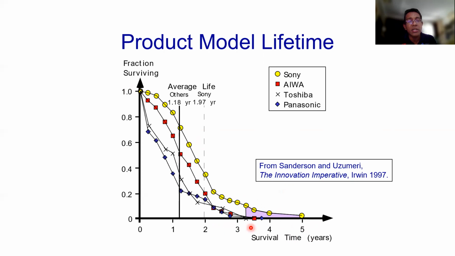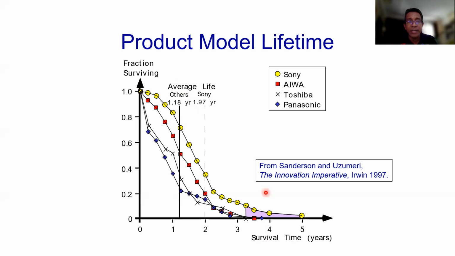Different models, different products, different makers, they have different curves. So just to show you the trend, this is the product model lifetime comparison. Of course, you can see different products have different years, but on average, others you can see here, only 1.7 years for lifetime.